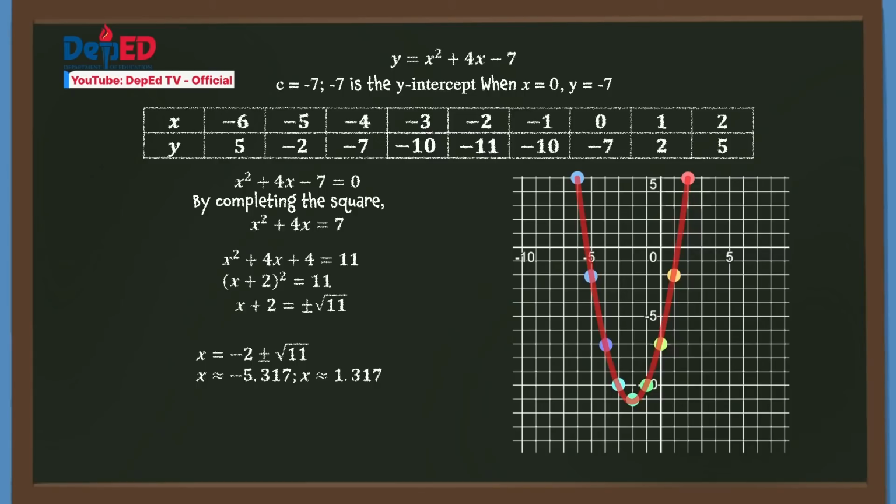Hence, the x-intercepts are approximately -5.317 and 1.317. Lastly, the vertex of the parabola, its minimum point, appears to be the point described by the ordered pair -2, -11.